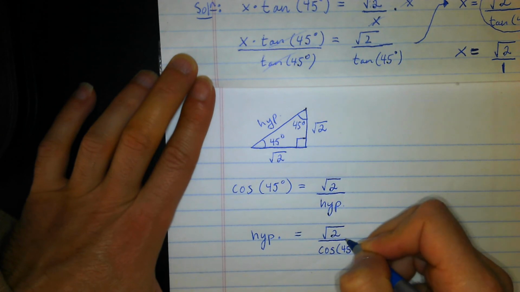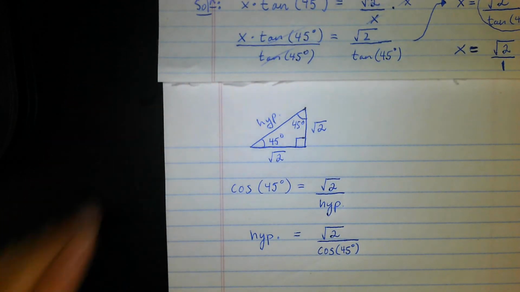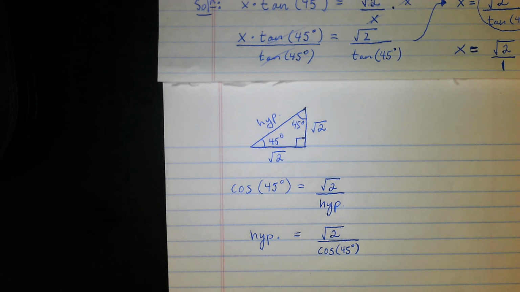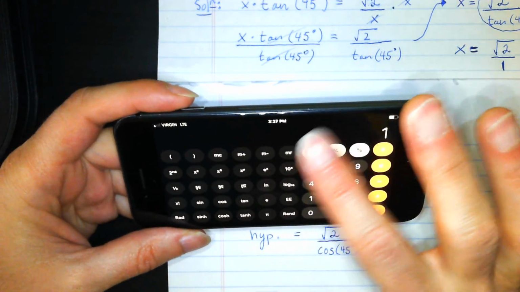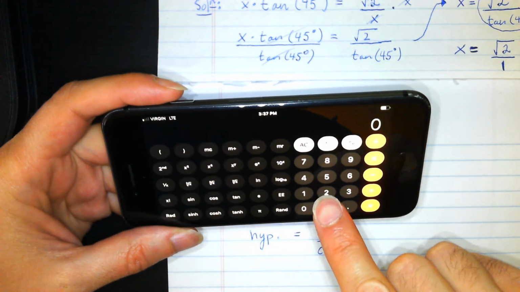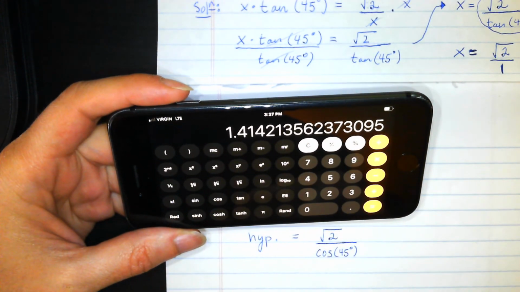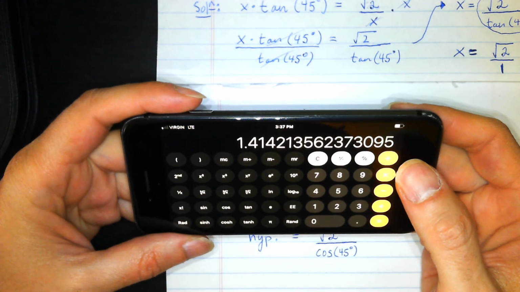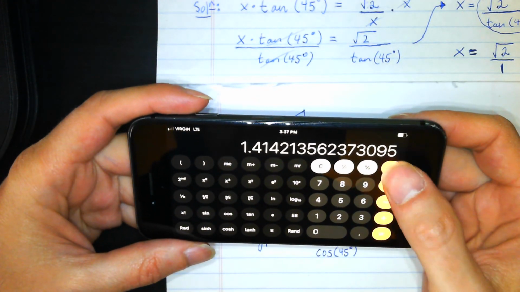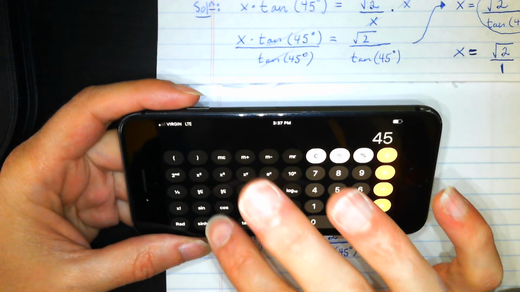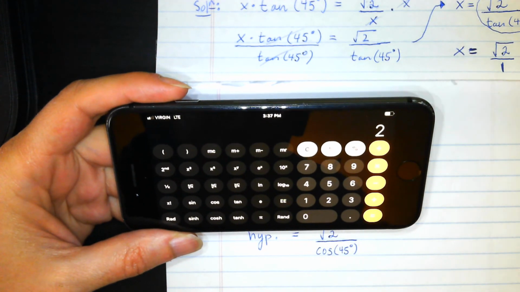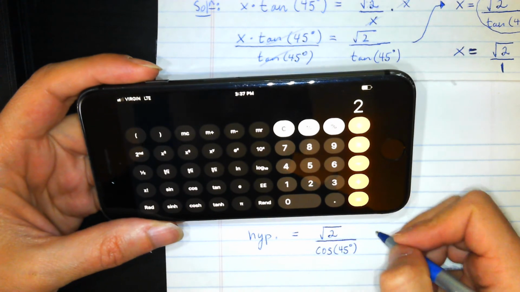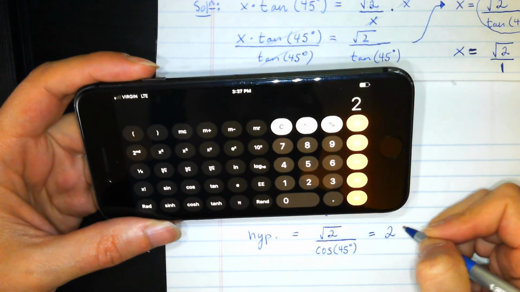And I happen to know the answer here. I do believe it's 2. But let's just confirm. Okay, if I do the square root of 2, I get that. And then I need to divide by cosine of 45 degrees. And then equals, and we get 2. Okay, so this tells me that the hypotenuse is equal to 2 here.